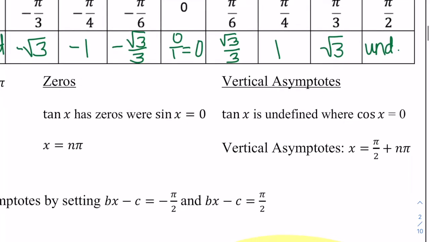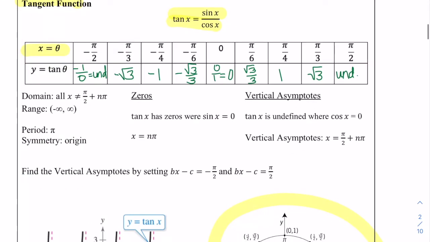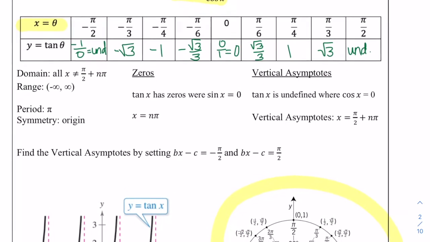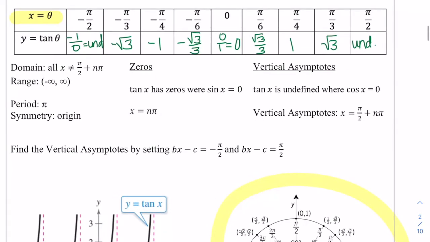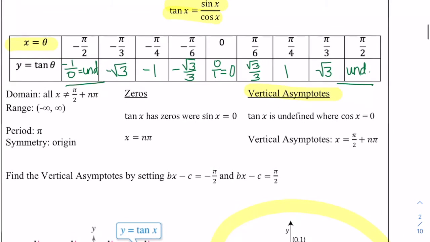So we could use a unit circle, or we could use special triangles to find those values. So what's important is that when we start to graph it, we're going to notice that the domain covers all these values except for those that are undefined. And those will be our vertical asymptotes. So remember, tangent is going to be undefined whenever cosine equals 0, because cosine is in the denominator.